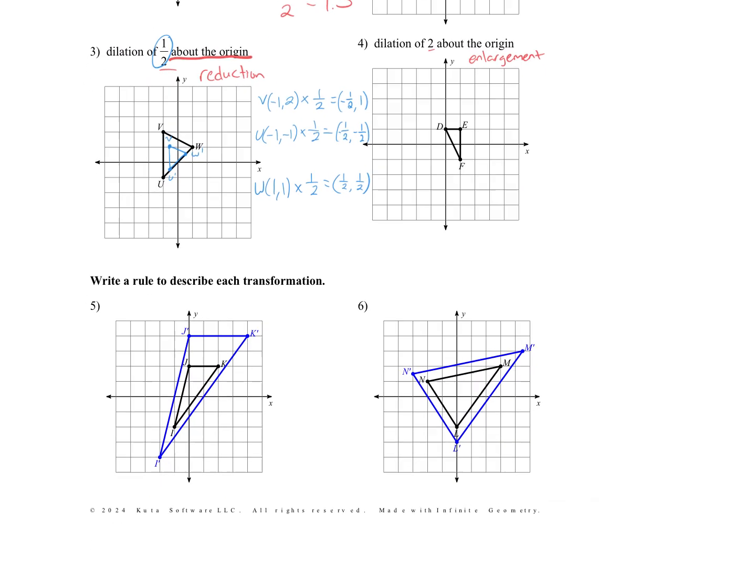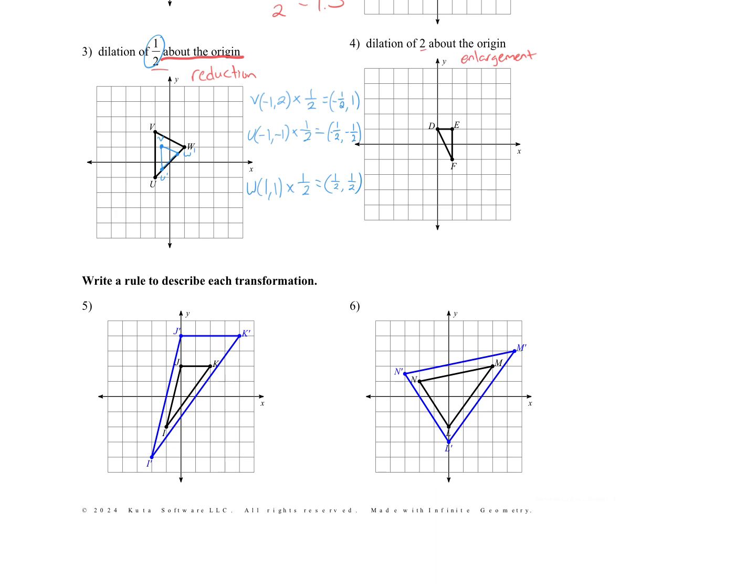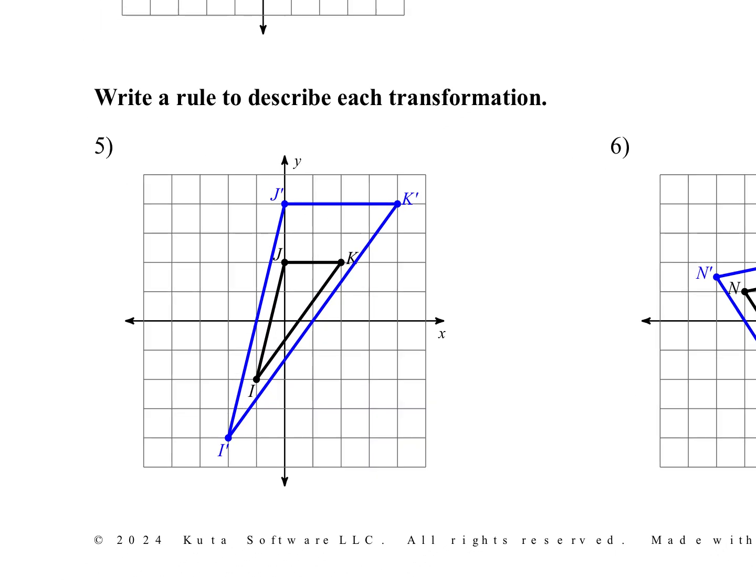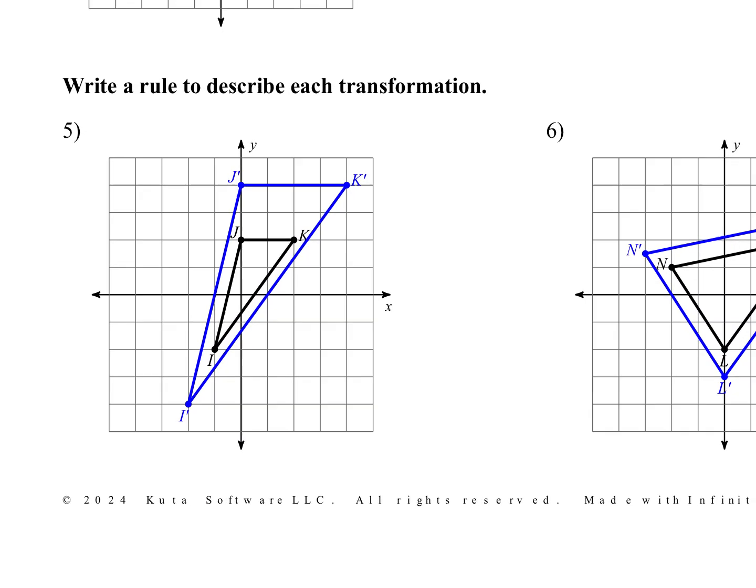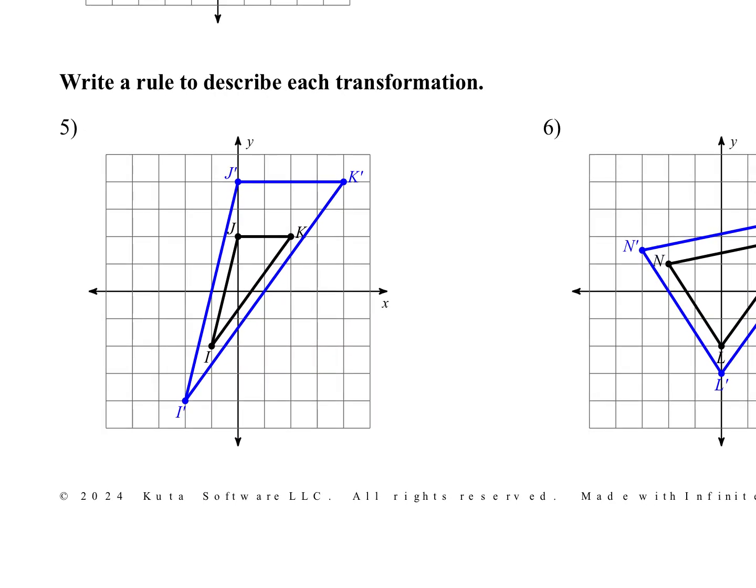Okay, one more thing we have to talk about. What's 5 and 6 about? Writing a rule. Go ahead and flip to the back. Number 5. What was step 1? Find which one's the original, and then we need to say if it's an enlargement or reduction. Inside or outside? Inside's my original, so we're getting bigger, which means enlargement. And then we need by whatever the scale factor is.